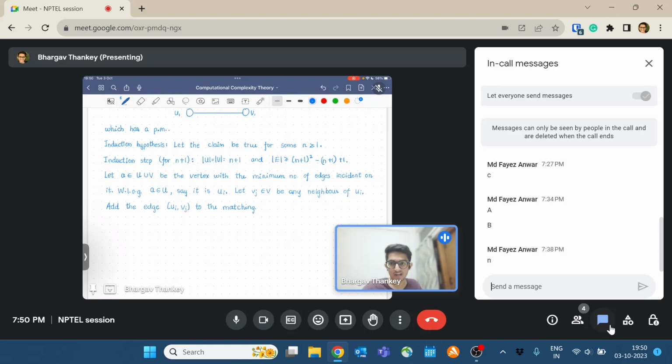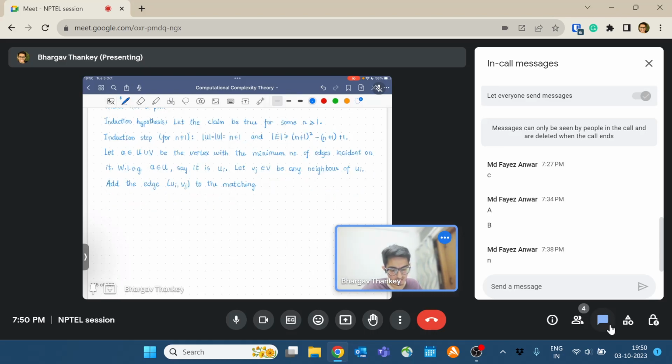Okay, so if you're fine with this claim, then let's proceed. So we have added Ui Vj to the matching. Let G prime be the graph obtained from G by removing Ui and Vj and all edges incident on them.